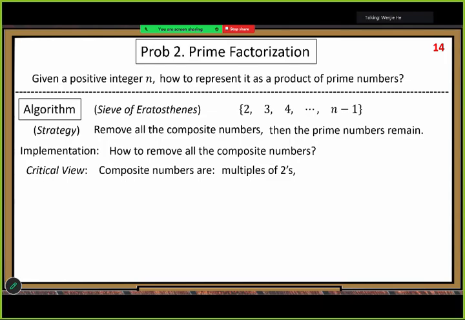organize composite numbers? You need to organize them, right? They use different categories. They put the composite numbers in different categories. So what categories? The first category, multiples of 2. Second category, multiples of 3. And so on. Multiples of 5 next.